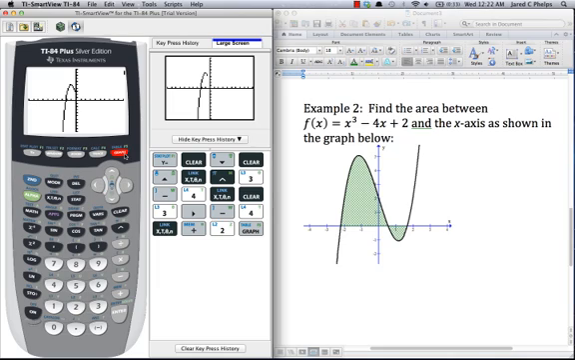So we graph this guy. It looks roughly like I think I have there. Now I need to go through and find these. Notice they're not points of intersection. These are actually x-intercepts, or zeros.